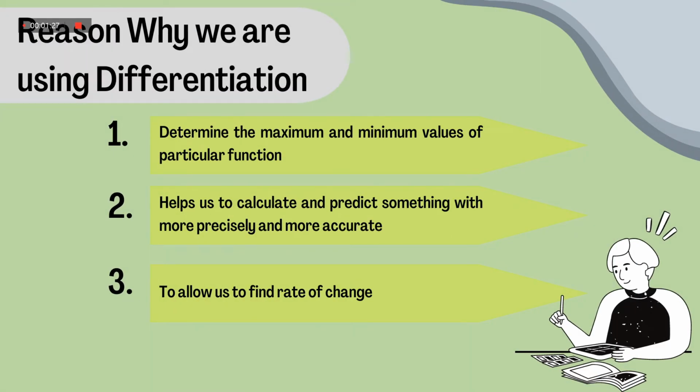Reason why we are using differentiation. First, to determine the maximum and minimum value of a particular function. Second, it helps us to calculate and predict something more precisely and more accurately. Third, to allow us to find rate of change.